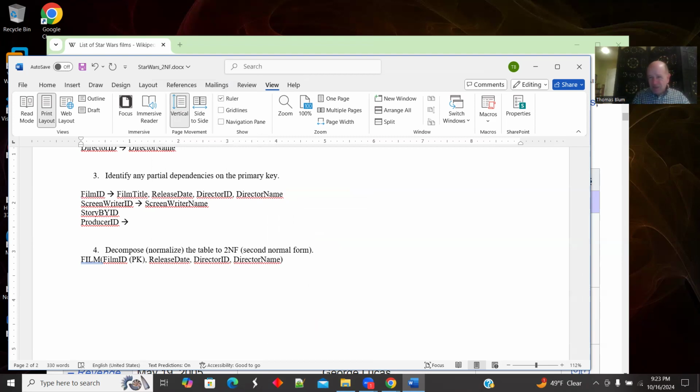So that separation of director, a director is another person, and that could get pulled out, the director name separated from the director, because that's really just another person. But it's not happening here at second normal form. That's just the weird point of this, that we're not going all the way. We're only going to second normal form.